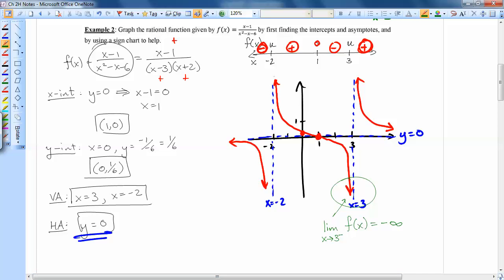If I'm looking at this one, that would be the limit as x goes to -2 from the right side, and the y values approach infinity. If I'm looking at this one right here, that would be the limit as x goes to infinity, and f of x turns into 0. So those are some examples of ways to write out those asymptotes as limits.